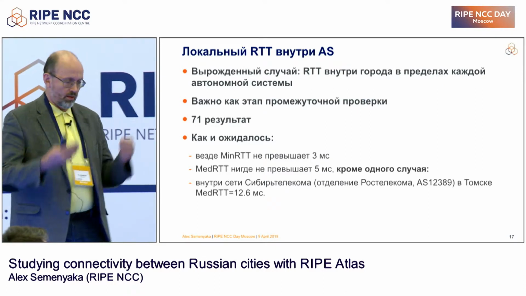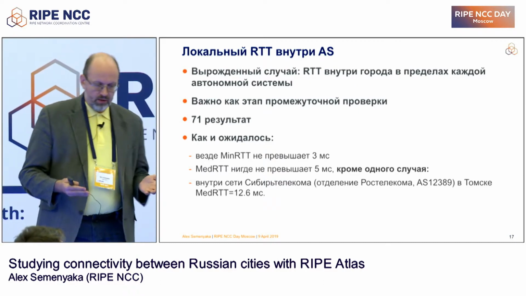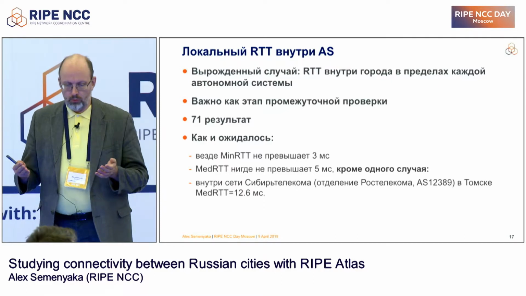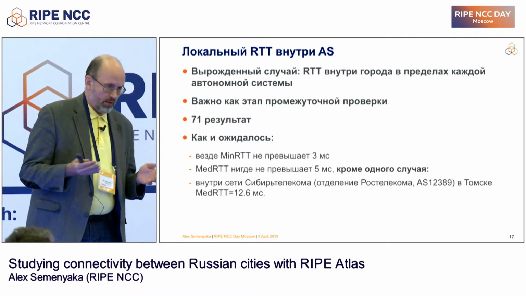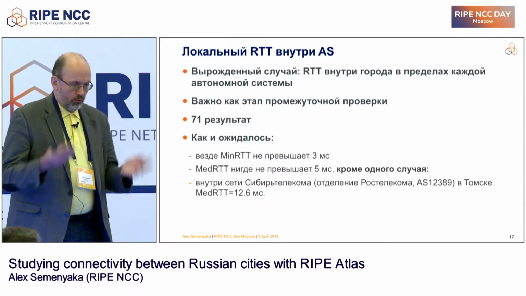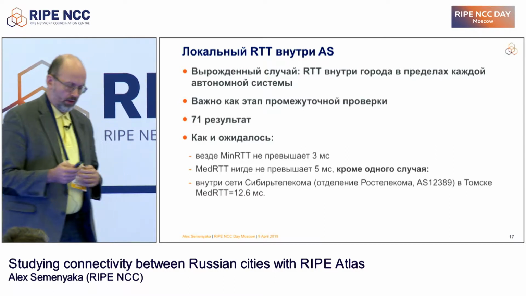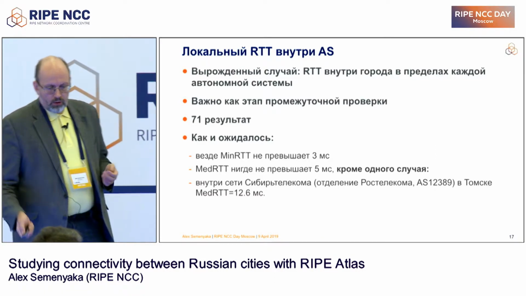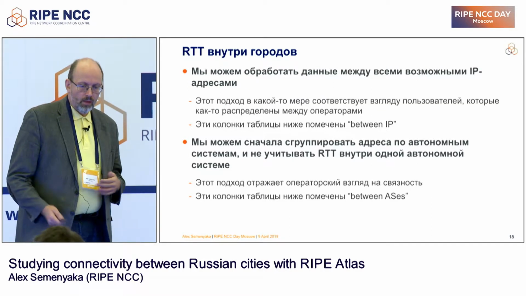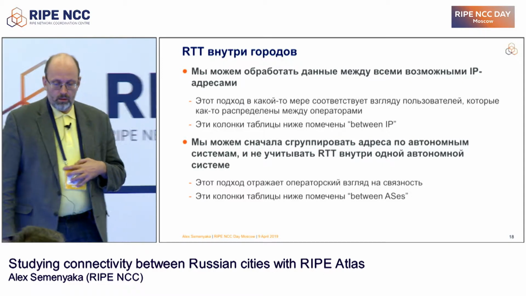But there is the city of Tomsk. Tomsk has an office of Rostelecom Siberia. They have two prefixes, and between these two prefixes the median ping is 13 milliseconds. We don't know why this is happening. We tested it again after we saw this result. It's not a fault of the measurement. It is a fact.